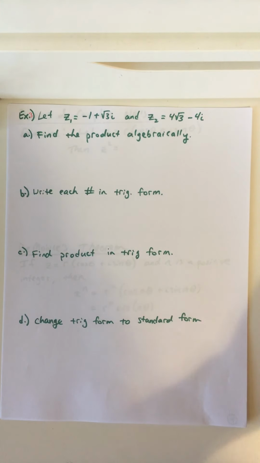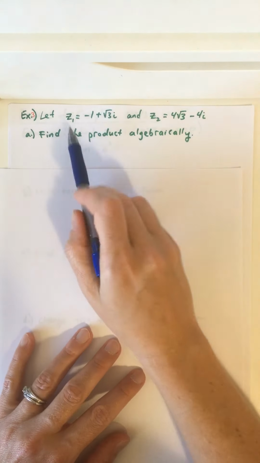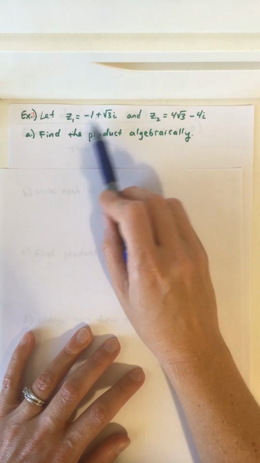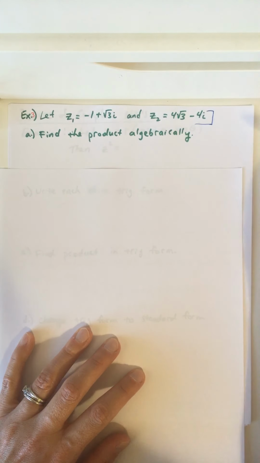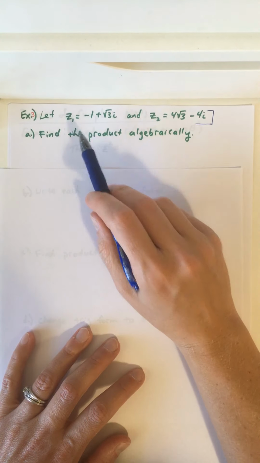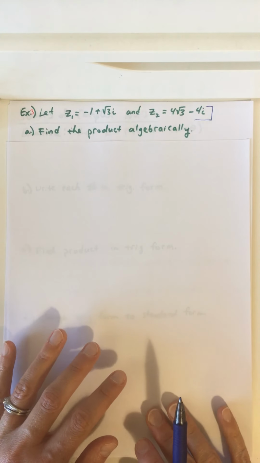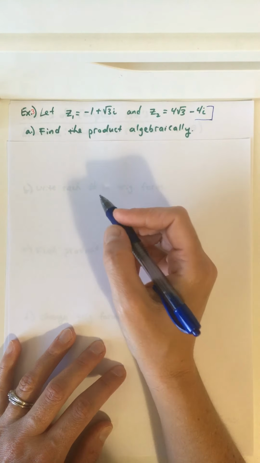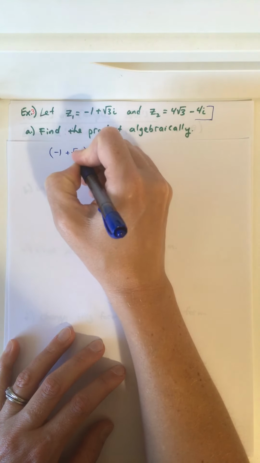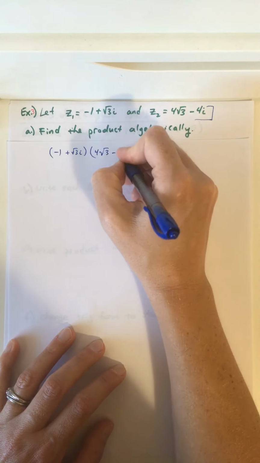For example 3, we're asked to do a number of different things with the same setup. We have one complex number, -1 plus root 3 i, and another complex number. So this form, remember, is standard form of a complex number. It's in terms of a and b instead of being in terms of r and theta. So we know that we're starting off in standard form. The first step asks us to find the product algebraically. Well, the product algebraically would just be multiplying -1 plus root 3 i times 4 root 3 minus 4i.